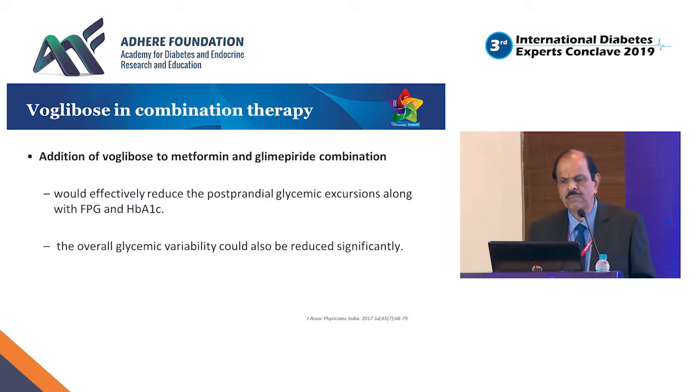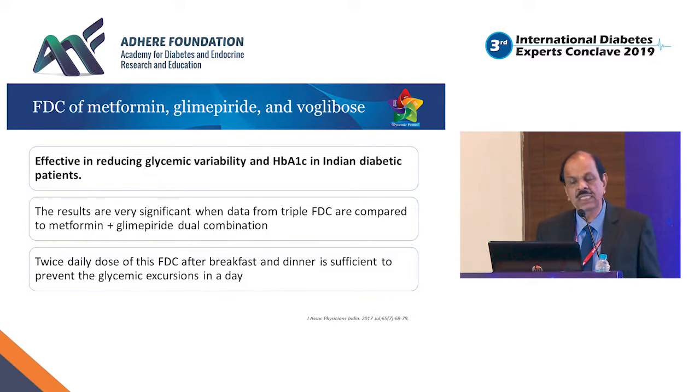So voglibose in combination therapy, especially in Indian patients, would effectively control the fasting glucose, the prandial glucose and the A1C, and the overall glycemic variability could also be significantly reduced. It is effective in glycemic variability and A1C in Indian diabetic patients. The results are significant when data from the triple fixed dose combination are compared to metformin and glimepiride alone, and twice daily dosing of the FDC after breakfast and dinner is sufficient to prevent glycemic excursion per day.